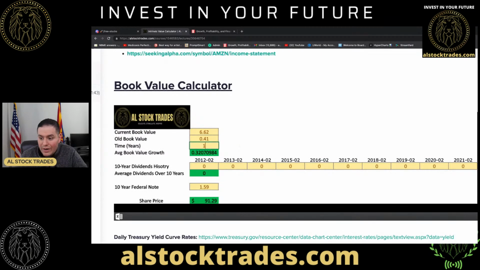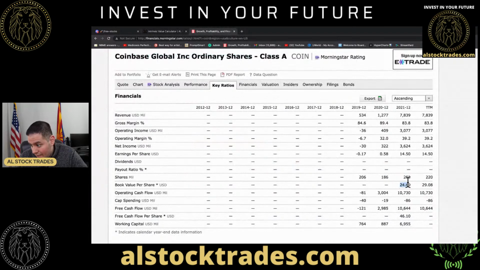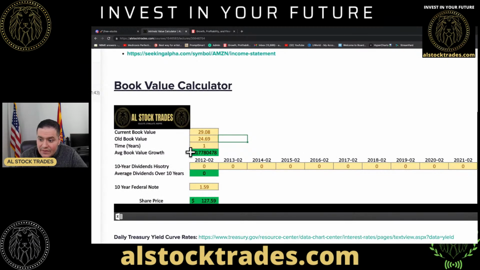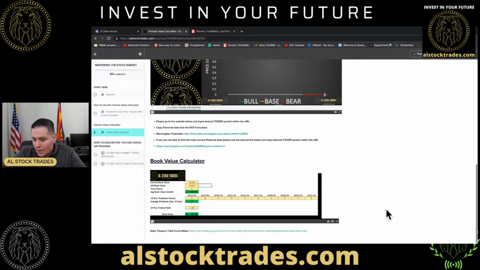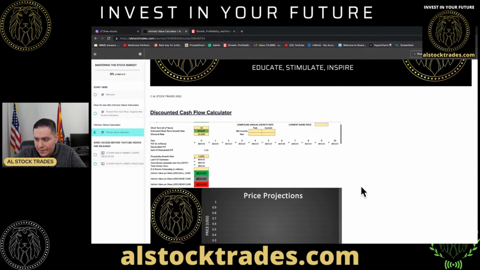Okay, so we're going to do 1 year, using 29.08, and 24.69. I usually don't have it zoomed in this much, but I want you to see the number. I got this number from here, that's all I'm doing: book value per share. As soon as we do that, I'm getting 0.1177, so this is a percentage, 17.7%, or 17.8% because you can round the 7 up. So 17.8%.